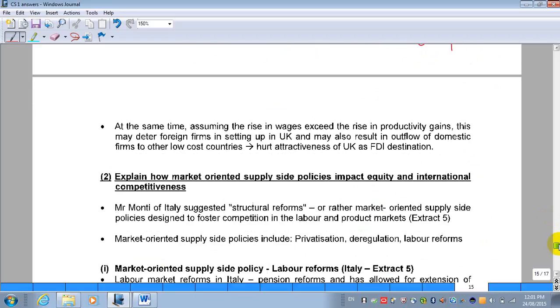Okay, so at the same time you increase the wages, right? This would definitely affect the expected rate of returns for foreign firms in the UK, and this would deter foreign firms from setting up factories and so on in the UK, and this can cause a fall in the FDI to the UK.